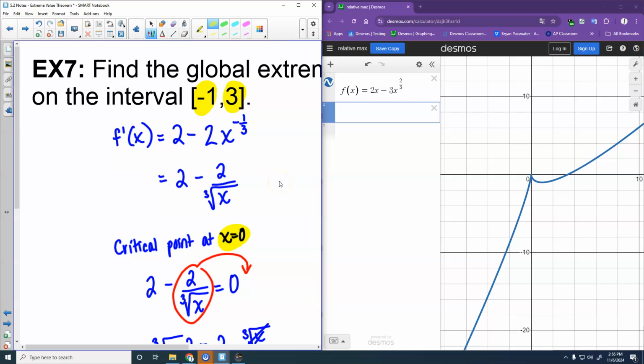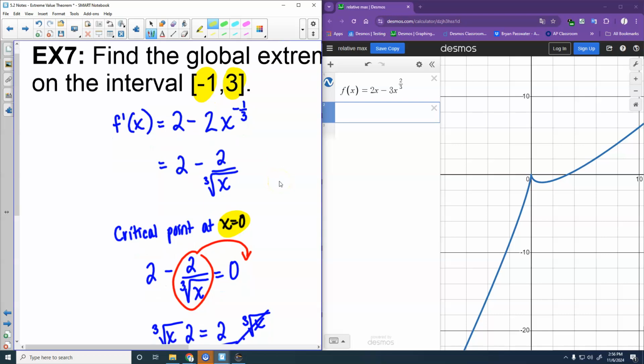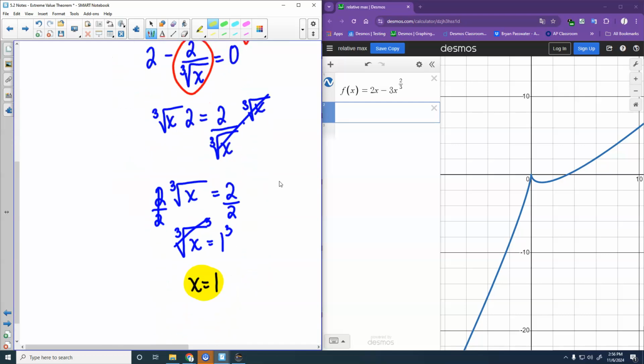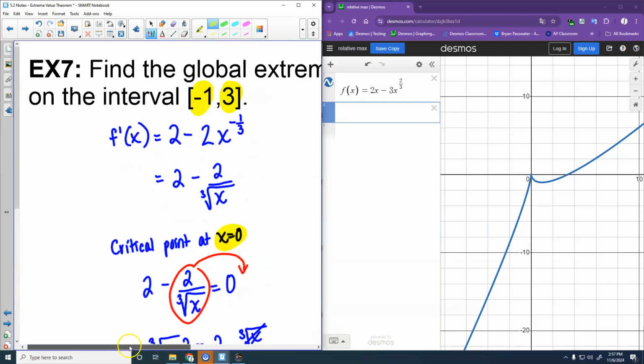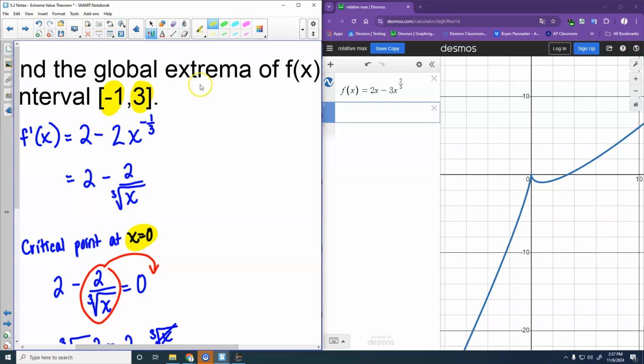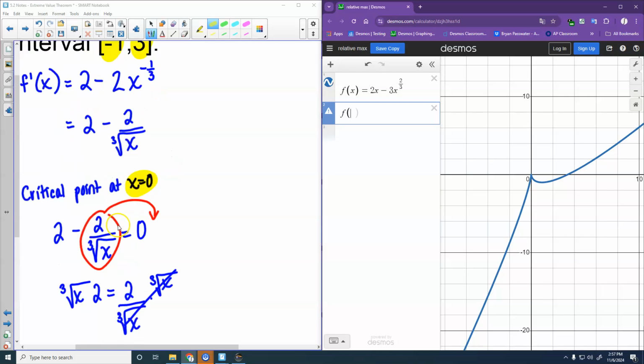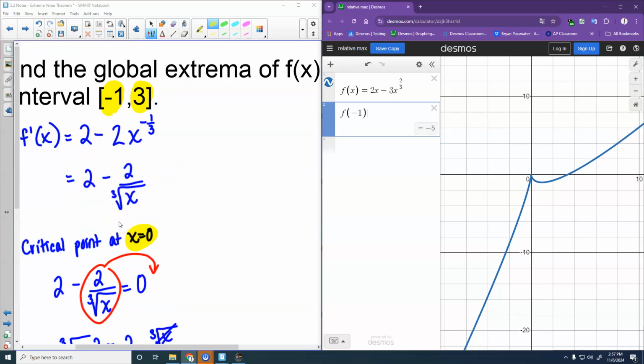Oh, should I make you do at least one of these? You guys can take a cube root though, can't you? You'll be okay. Because it would not be calculator active. Because if it was calculator active, you could just graph it and look at it. So they won't make it calculator active. But for the sake of time here, I'm just going to do f of -1, f of 0, f of 1, and f of 3.